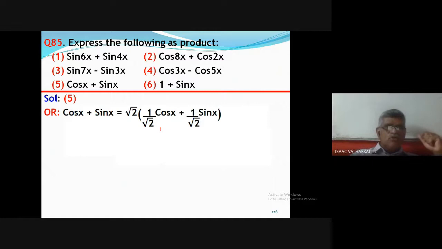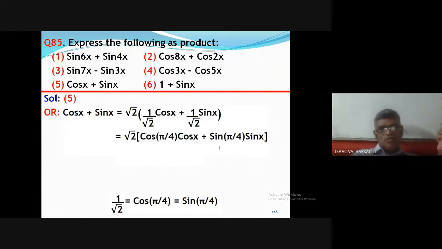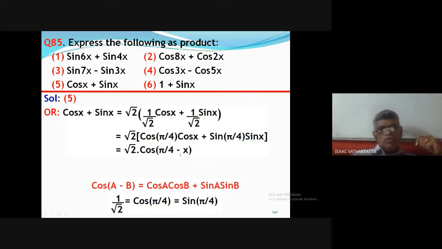And this 1 by root 2 I can write as cos pi by 4. Another 1 by root 2 I can write as sin pi by 4, so that you have the formula cos A cos B plus sin A sin B, which is nothing but cos A minus B. So this is root 2 cos pi by 4 minus x. The same answer we have.